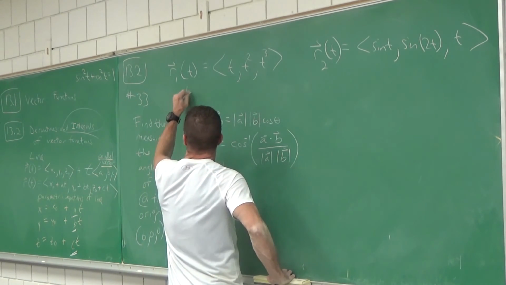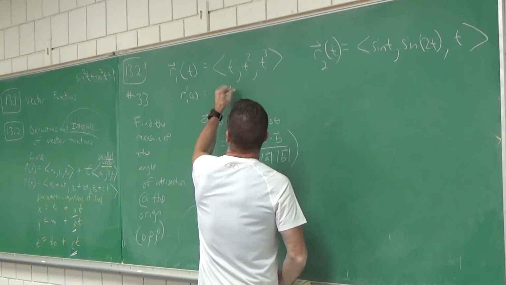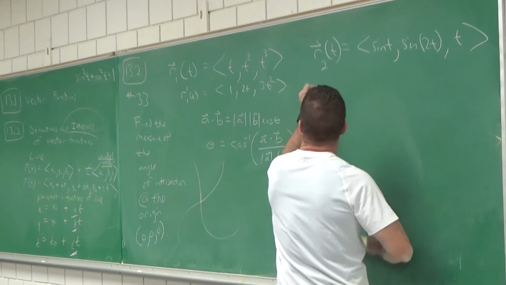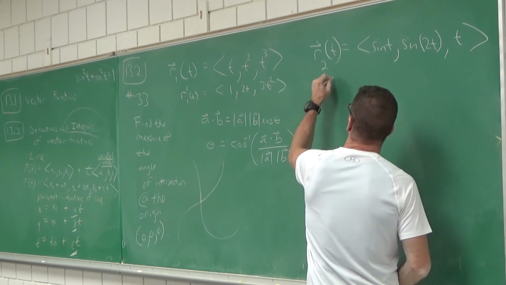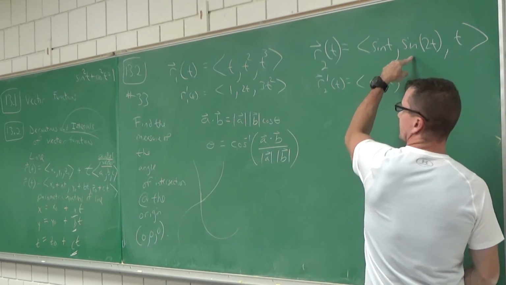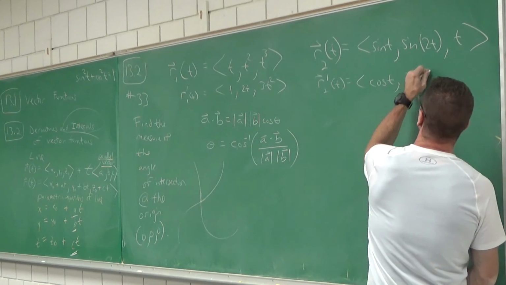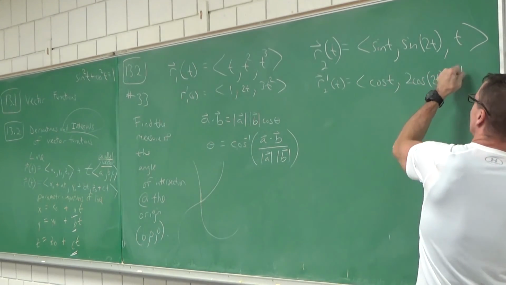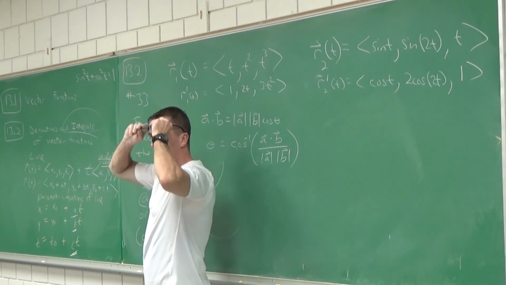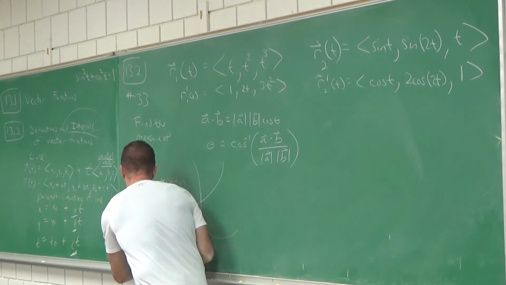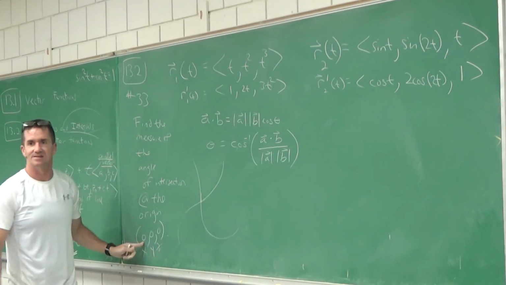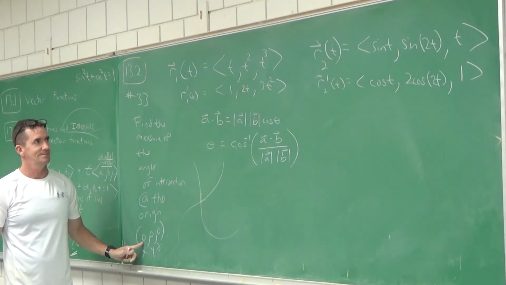So R prime of t is 1, 2t, and 3t squared. What's R prime of the other one? Be careful, this is cosine t. 2 cos 2t, chain rule, good. And then 1. What's the t value here? Here we go again. That's an x, that's a y, that's a z. What's the t value for that?